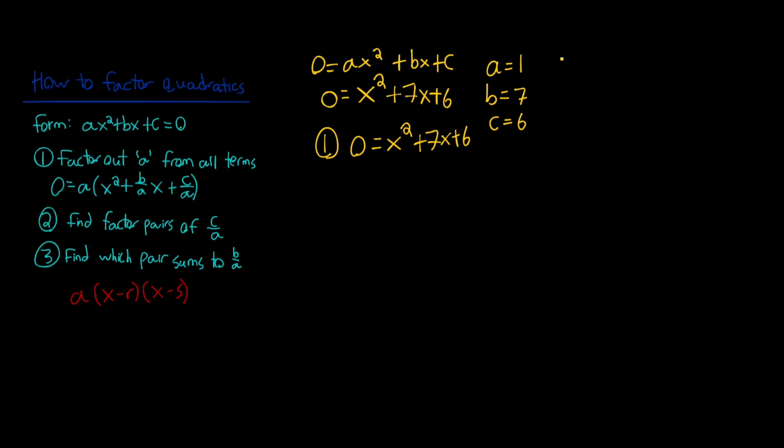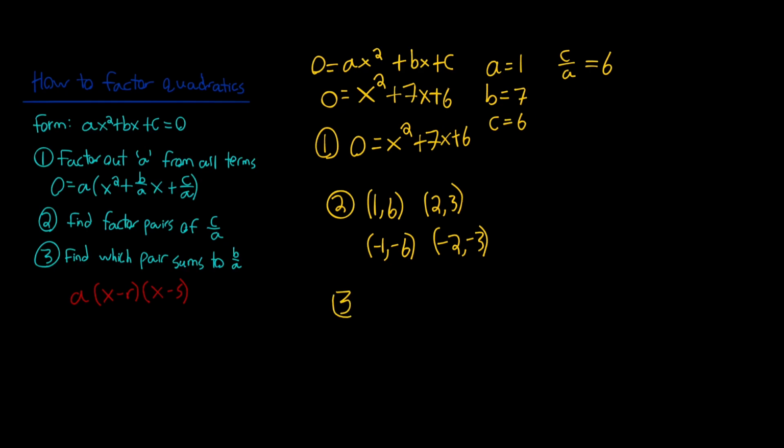Okay, so to continue with this example, we now need to find the factor pairs of c over a. Well, c over a is going to be 6. So all the factor pairs of 6 are going to be 1 and 6, 2 and 3. And remember that we have to consider their negatives as well. So -1 and -6, and -2 and -3. So these are the four factor pairs that are going to multiply to equal 6.